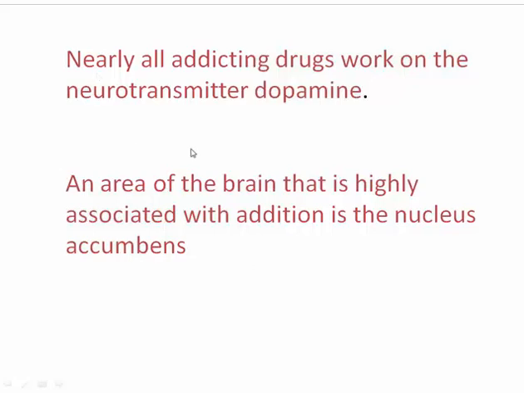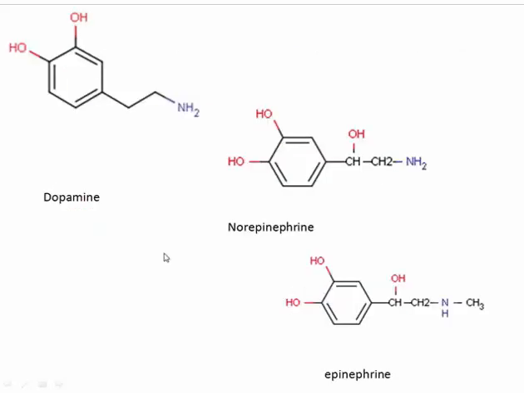Let's make sure you had time to write down that addicting drugs have a tendency to work on dopamine. When we went over the neurotransmitters, I believe I had already put that in your notes. And then you can write this word, nucleus accumbens, but it's going to be on the next slide. Well, it wasn't on the next slide.